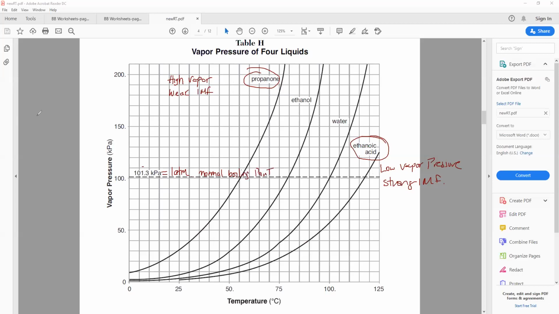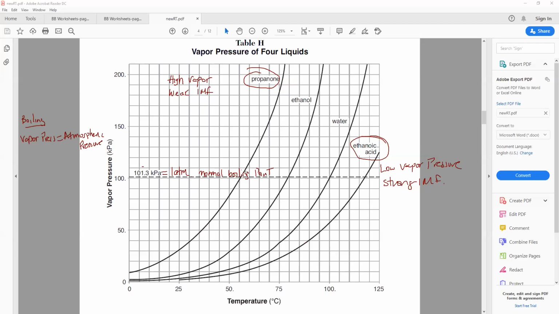Okay, so I need you to find these definitions and remember that the boiling point is the temperature at which the vapor pressure equals the atmospheric pressure. And when that atmospheric pressure is 1 atm, it's called the normal boiling point. So all you need to do over here is remember that high vapor pressure means weak intermolecular forces, low vapor pressure means strong intermolecular forces, and just read the graph. The normal boiling point is on the dot.